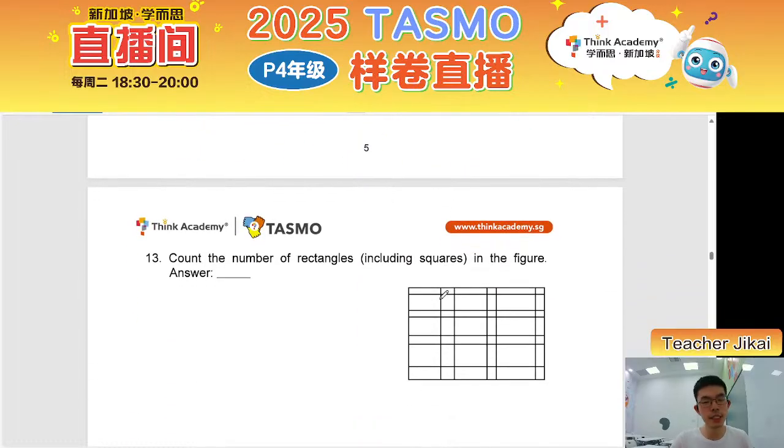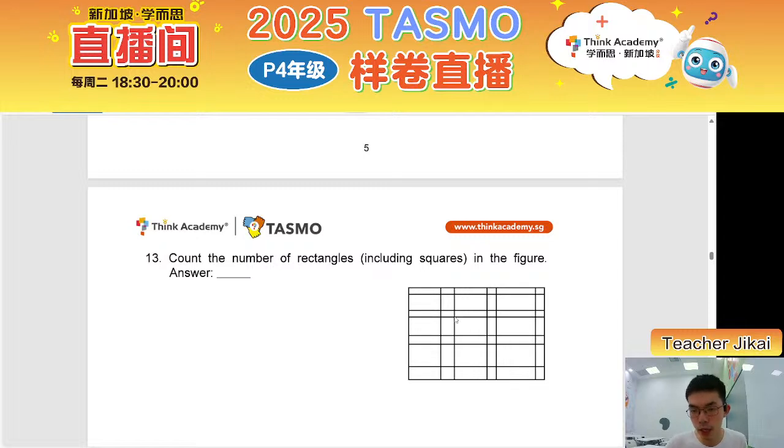Alright, so question 13 here. We need to count the number of rectangles in the figure. Of course you can just directly count 1, 2, 3, but then you will find we have so many rectangles here. You will count until next year. Once you count it, it is already 2026. So do we have another method to count this kind of rectangles?